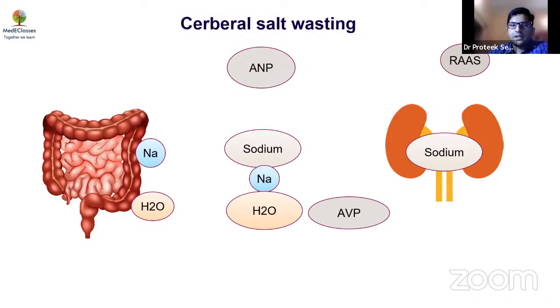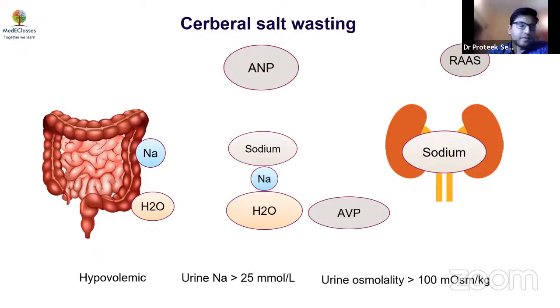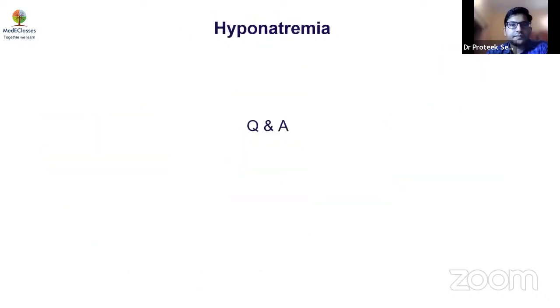The biochemical picture might be very similar to SIADH, which causes a problem initially, but how to differentiate it is that it is usually hypovolemic. Urinary sodium is high, like in SIADH, but differentiating this from SIADH, urinary sodium will be very high, and urine osmolality will be increased accordingly. Urea might also be a very good differentiating factor.